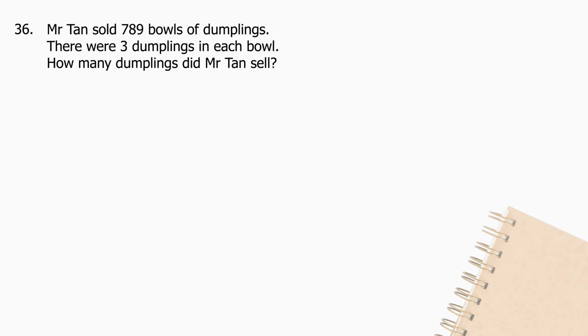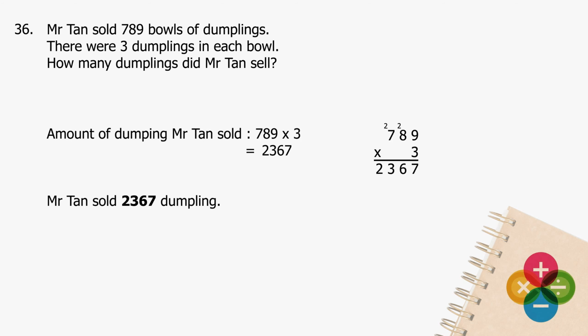Question 36. Mr. Tan sold 789 bowls of dumplings. There were 3 dumplings in each bowl. How many dumplings did Mr. Tan sell? The amount of dumplings Mr. Tan sold will be, multiply 789 by 3, and the product is 2,367. Mr. Tan sold 2,367 dumplings.